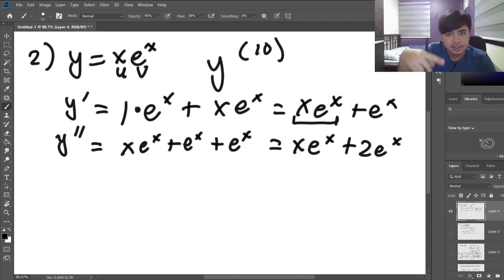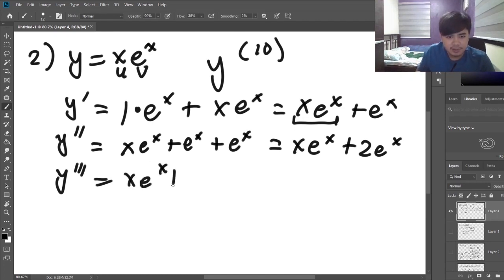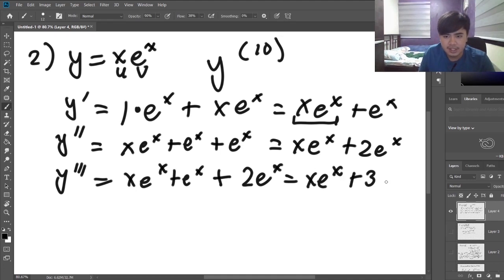I can see a pattern here, but let's try one more time. Third derivative, x e to the x. What's the derivative of x e to the x again? Again, that's x e to the x plus e to the x. And then we have to add the derivative of 2e to the x, which is going to be constant 2 times e to the x. What's the derivative of that? e to the x. So this is going to be x times e to the x plus 3e to the x. You can see the pattern, right?